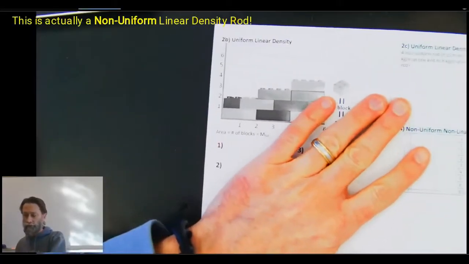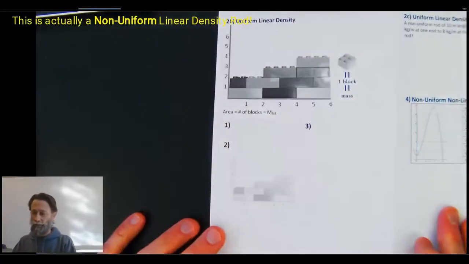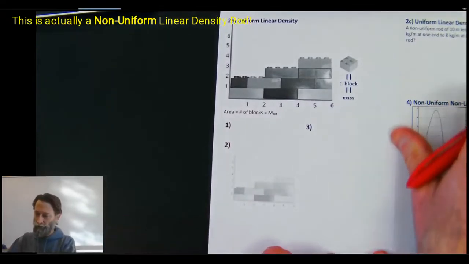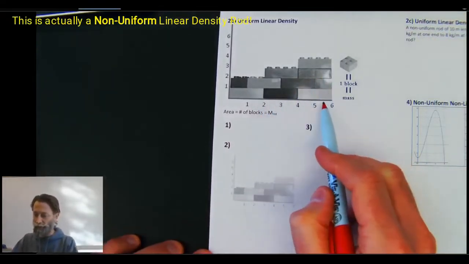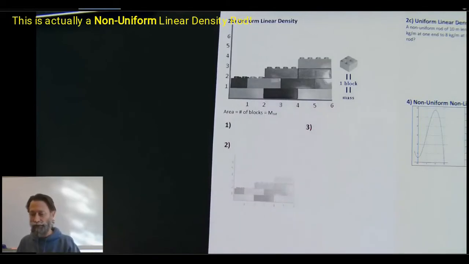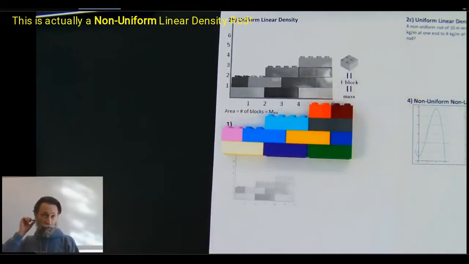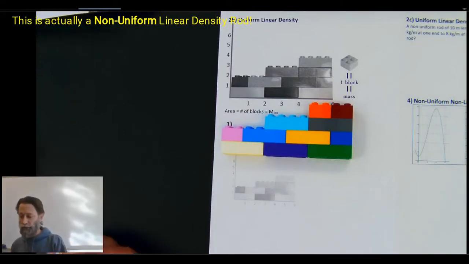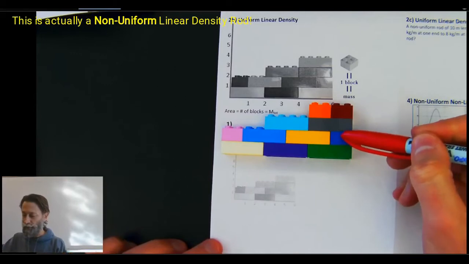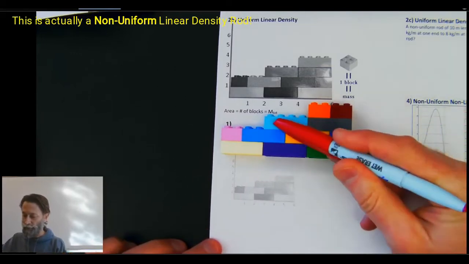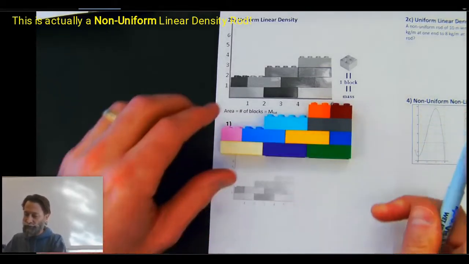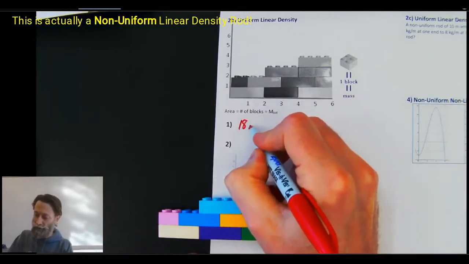Another uniform linear density problem here. So I put my Legos into this shape now. Notice that it has a much more gradual slope. It's the same number of those. And what I want again is to find the total mass. So the first way I can do that is by counting the number of blocks. 1, 2, 3, 4, 5, 6, 7, 8, 9, 10, 11, 12, 13, 14, 15, 16, 17, 18 masses. So I have 18 masses here.